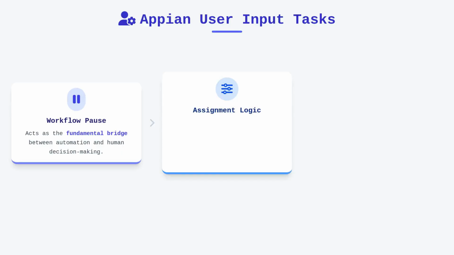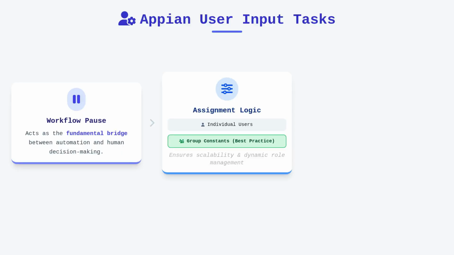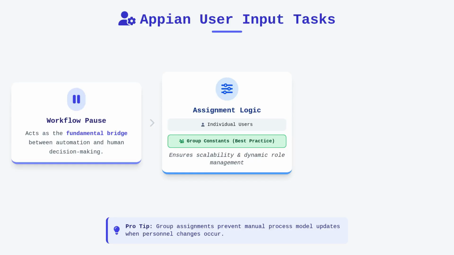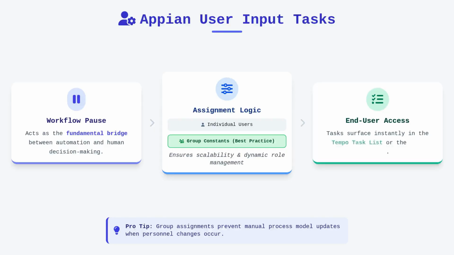Before a user can interact with this task, you must define the assignment configuration, which is arguably the most critical step in ensuring the process flows to the right person. You can assign tasks to individual users by their username or to groups through group constants, which is the preferred best practice for scalability. Assigning to a group allows you to maintain organizational roles dynamically without changing the process model every time personnel changes occur within your business department. Once assigned, these tasks appear directly in the user's Tempo task list or the task portal, ready for action.